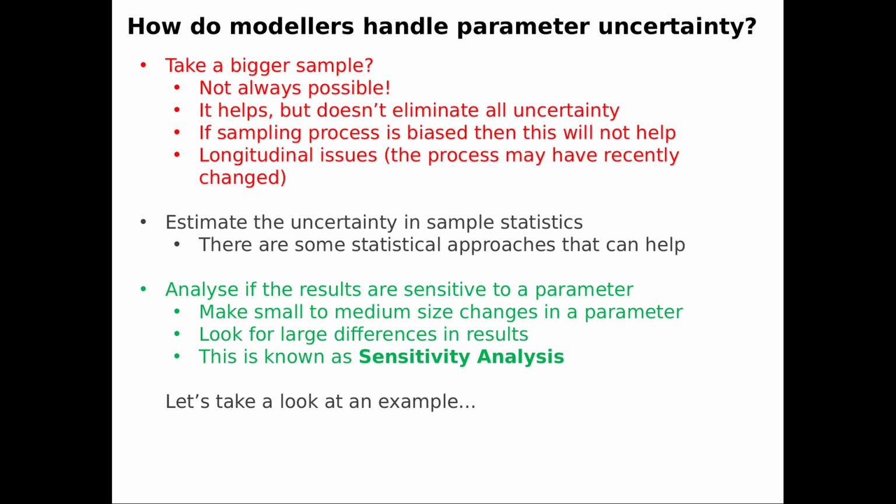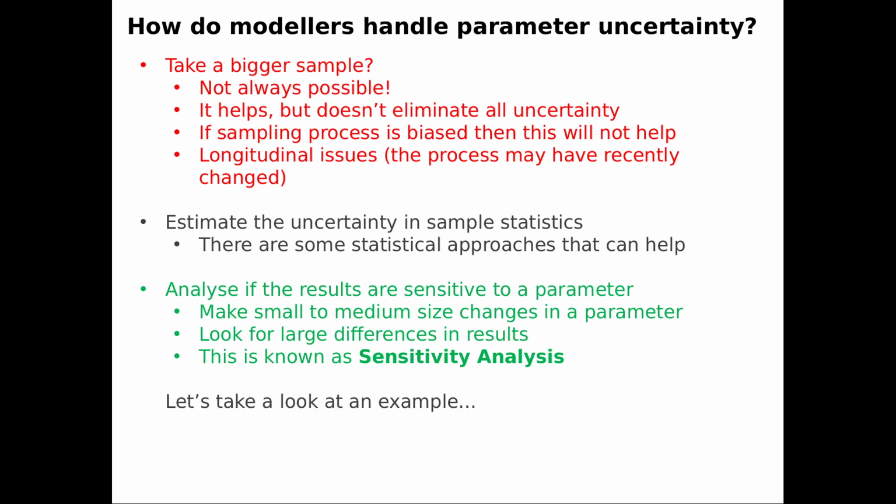Let's say we've estimated that the mean time that someone spends with a triage nurse is 5 minutes. We make small changes to that, and we see what happens to the results. And if we get really big differences from these small to medium changes from that parameter, then we know that parameter value is very sensitive. In other words, the results are very sensitive to us being wrong.